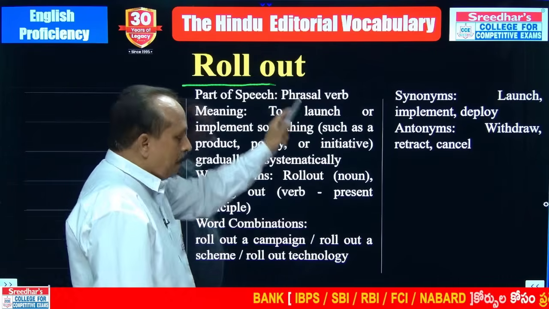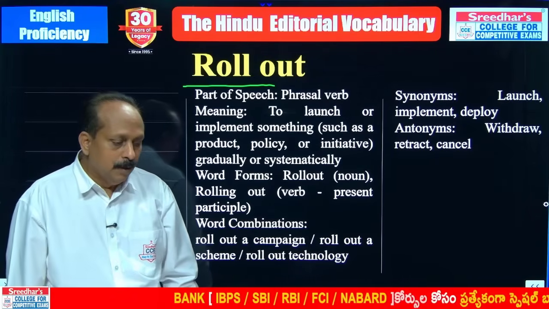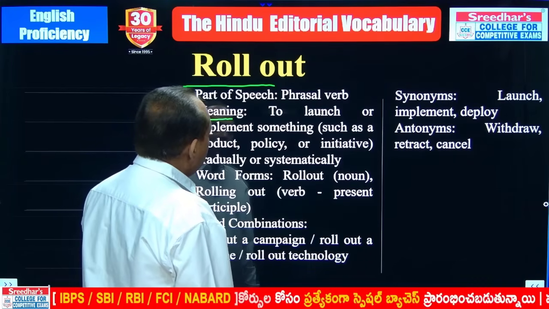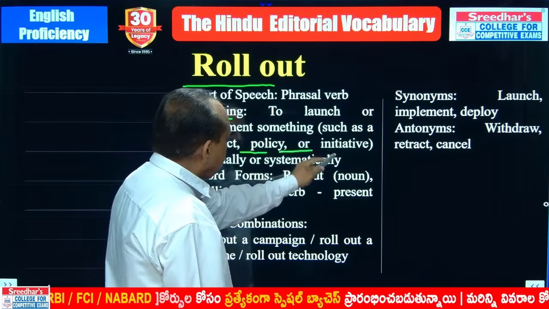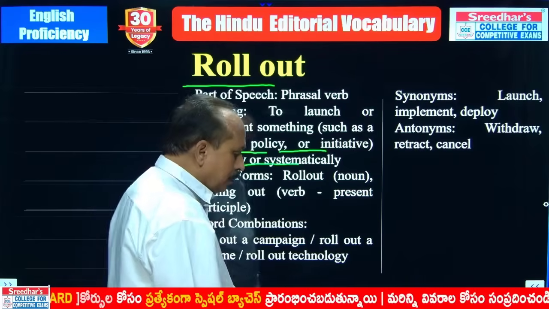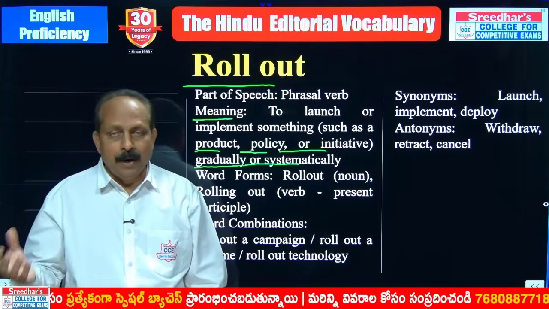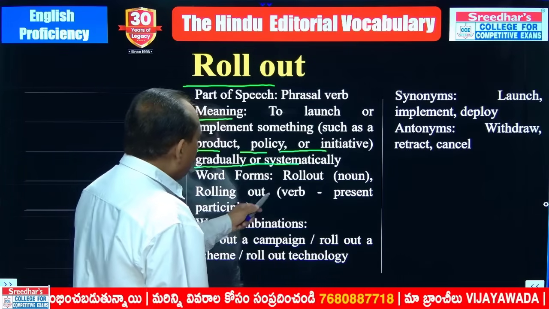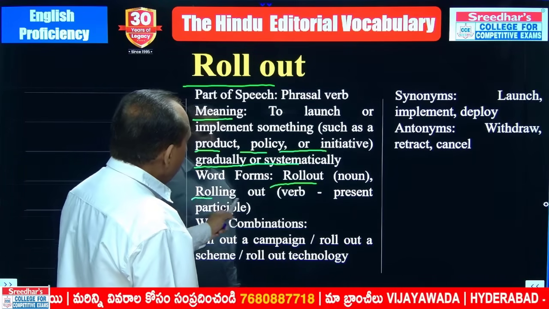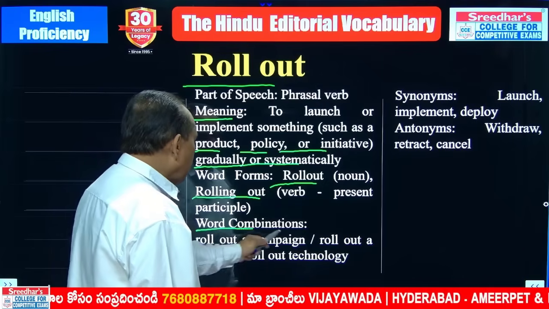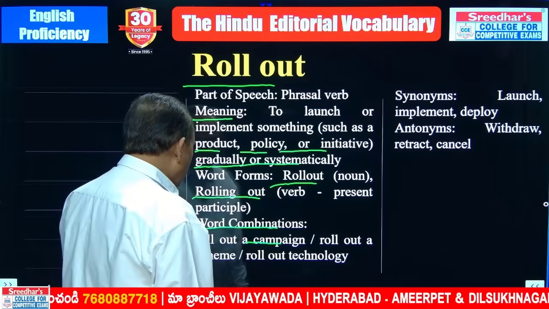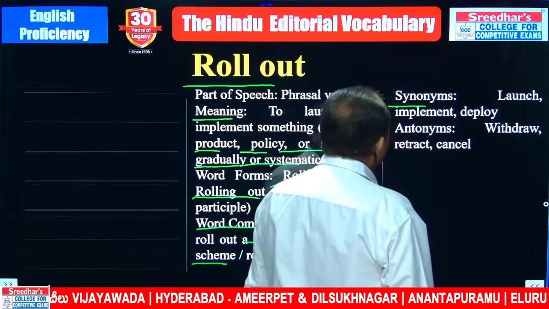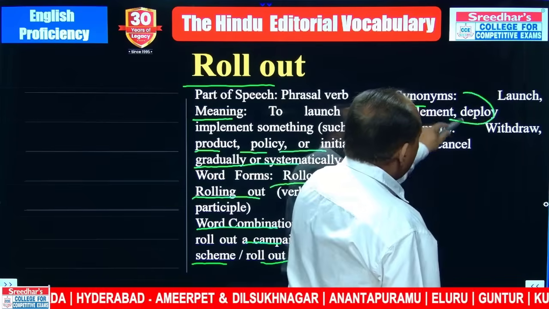Roll out. Roll out is an important phrasal verb they have given a few times. Part of speech, it's a phrasal verb, meaning to launch or implement something such as a product, policy, or initiative gradually or systematically. Usually it goes with a product, manufacturing industry, or a policy related to a particular government. Word forms: roll out, noun; rolling out, verb, present participle. Word combinations: roll out a campaign, roll out a scheme, policy also you can say, technology. Synonyms: launch, implement, deploy. Deploy is an important word.